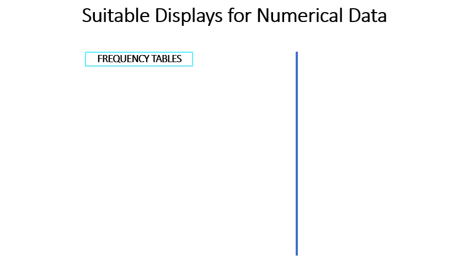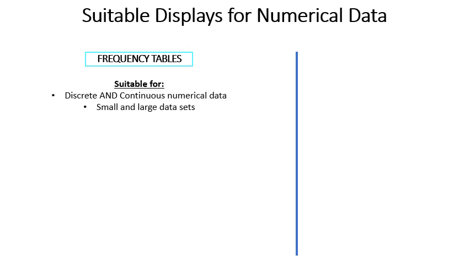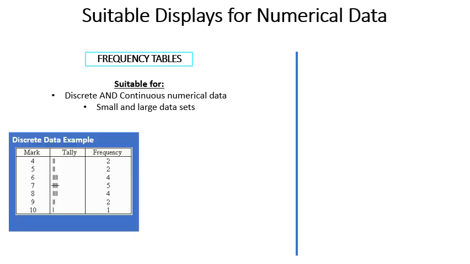So frequency tables can be used to represent not just categorical data, but also numerical data. And they can be used to represent both discrete and continuous numerical data. And they're useful for both small and large data sets. So regardless of whether we're interviewing a small number of people or a large number of people, we can use frequency tables. As an example for discrete data, we might have a table that looks like this.